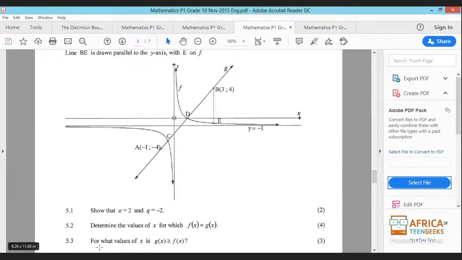Easy. Who wants to try this one? 5.3. For what values of x is g of x greater than or equal to f of x? We did this one yesterday, guys.